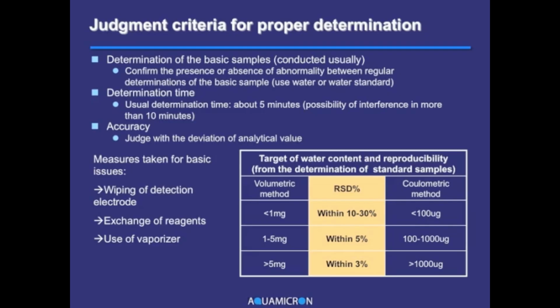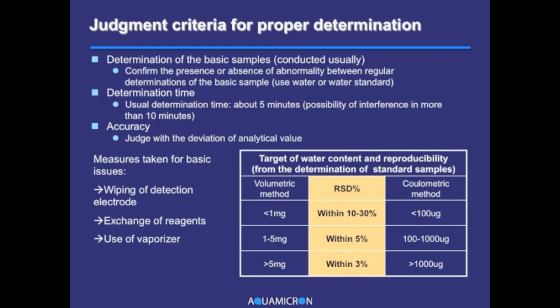Now I will explain what to do when abnormal incidents occur, such as overly long or overly short measuring times or low accuracy. The first thing that I recommend is to clean the detection electrode, the most important part of the analyzer. Please extract it from the chamber and wipe its surface gently with a clean tissue or something similar.